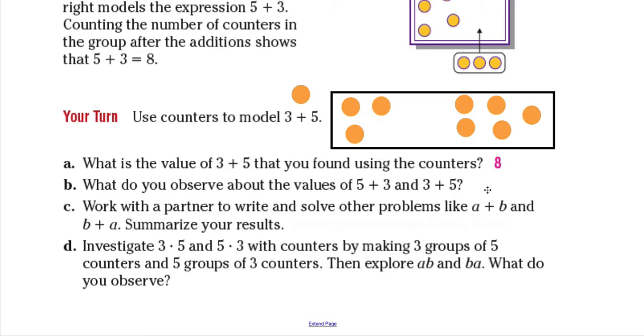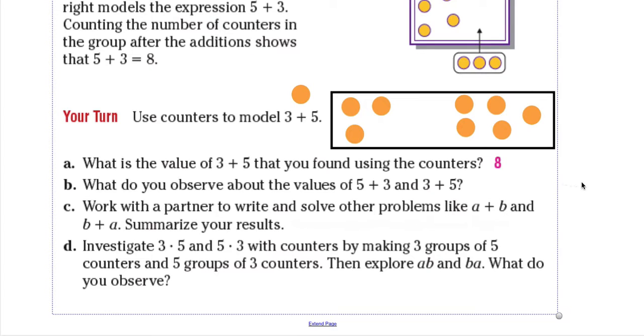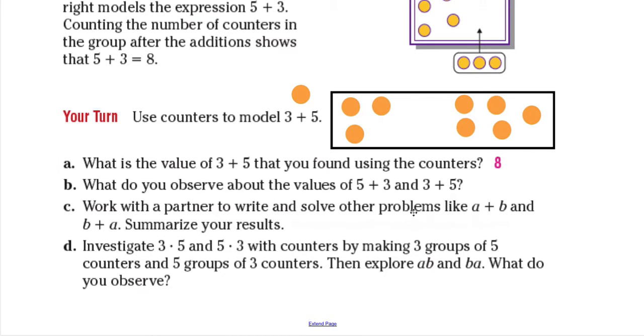What do you observe about the values of 5 plus 3 and 3 plus 5? We talked about that. They are the same. It says to work with a partner to write and solve other problems like A plus B and B plus A, and summarize your results. The sum of A plus B and B plus A would be the same. A plus B will be equal to B plus A.